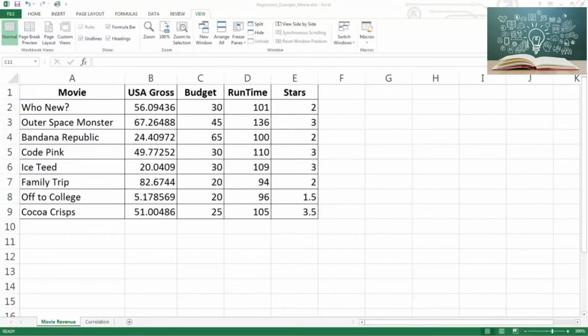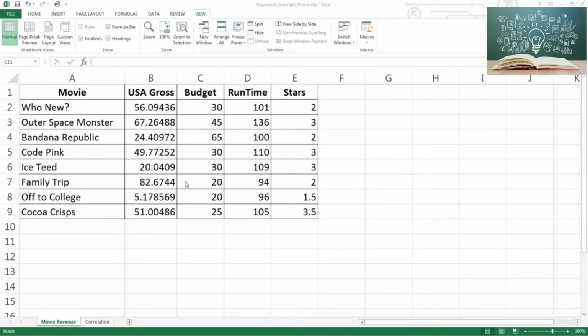So, in this tutorial, we take a brief look at the regression analysis tool in Excel. I'm going to use the sample file of movies. In column A, I have the movie name, the gross ticket sales or gross revenue, their budget in millions of dollars, the runtime in minutes, and the number of stars they were given on a rating system of some sort.